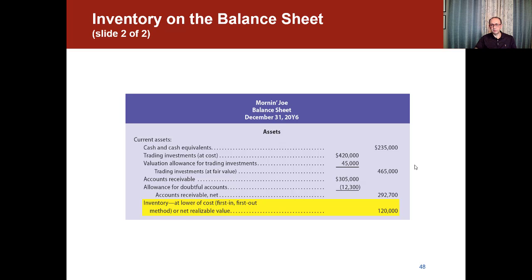And this is an example of how it looks on the balance sheet. We have a Morning Joe balance sheet for December 31st, 2016. As you can see here, we have the account inventory under current assets. It says lower of cost or net realizable value. And then they say the cost is based on the first in, first out method. So that's typically how it's presented, and the total value is $120,000.